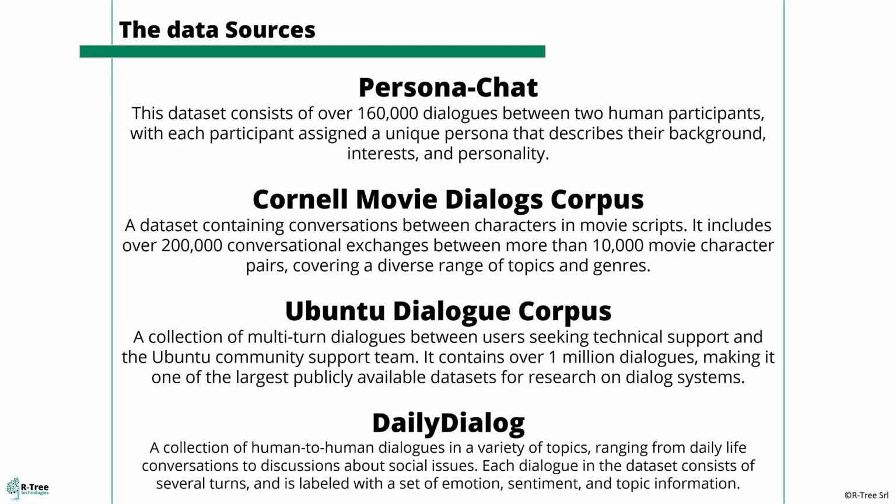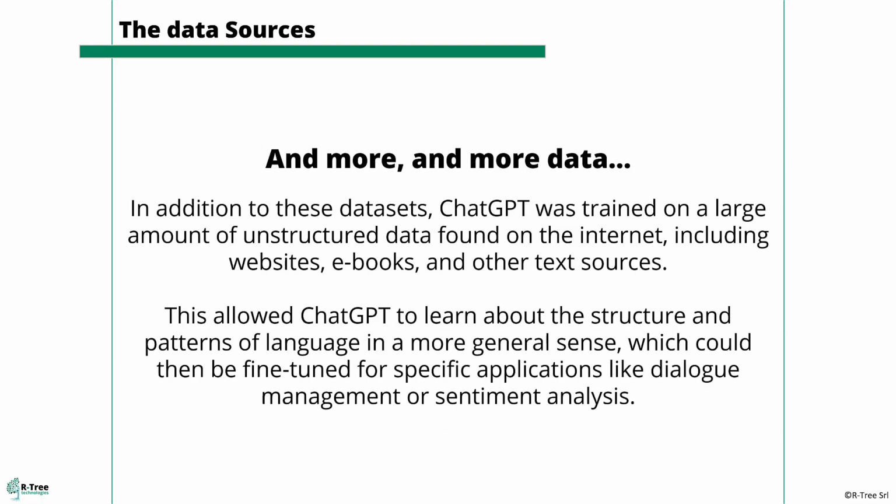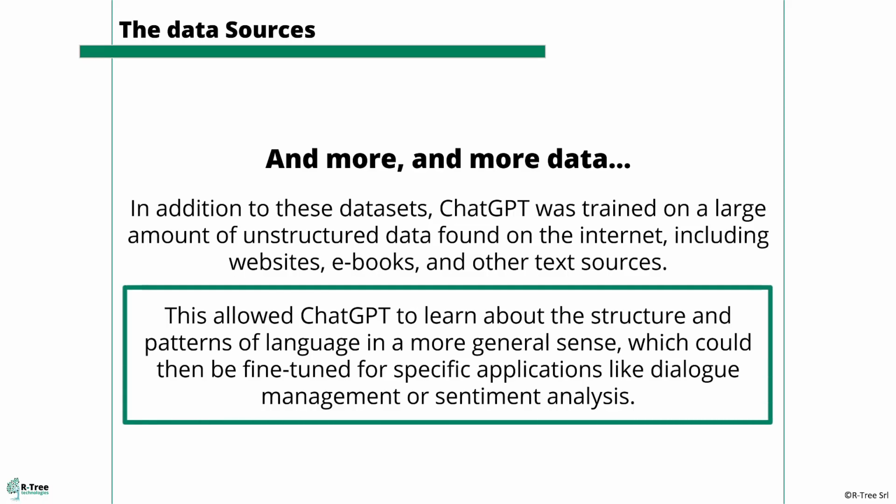Many other data sources have been added, related to conversations between people, in movies, and technical support chats and others. ChatGPT was also trained on a large amount of unstructured data found on the internet, including websites, ebooks, and other text sources. This allowed ChatGPT to learn about the structure and patterns of language in a more general sense, which could then be fine-tuned for specific applications like dialogue management or sentiment analysis.